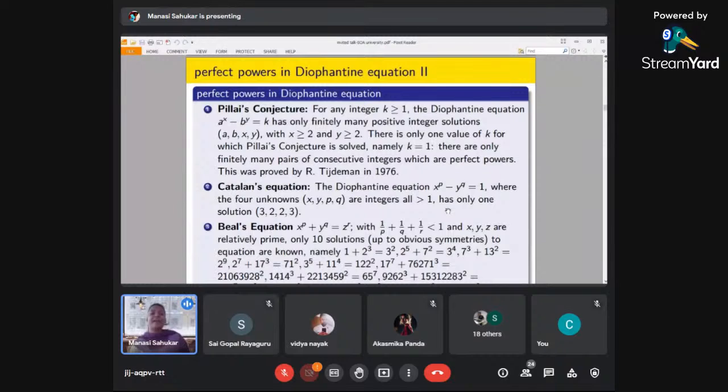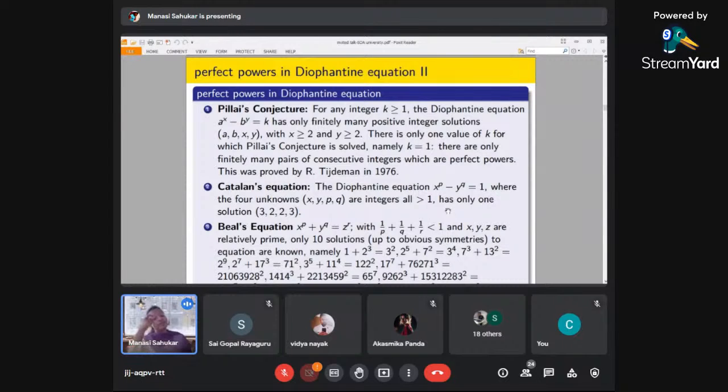We may get a finite number of positive integer solutions for this type of equation, and there is only one value of k for which Pillai's conjecture is solved, that is k equal to 1. That's why I'm telling you the only consecutive perfect powers are 9 and 8. There is no such solution for other cases. So there are only finitely many pairs of consecutive integers which are perfect powers. That's what Pillai proved, and then Tijdeman also proved it in 1976.